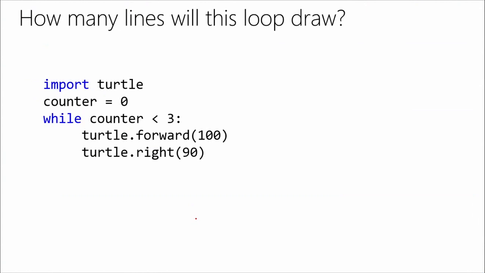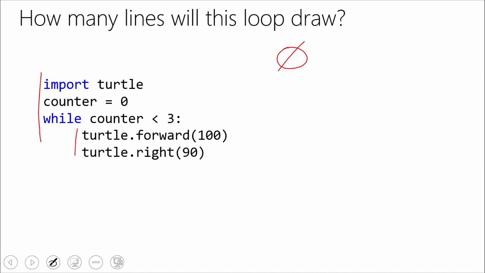And let's talk about this. How many lines is this loop going to draw? Okay, I've got to think again. Let's see. Counter starts off as 0. So I go into the loop, counter is 0. Counter is less than 3, so we draw it. Talk it through. Okay, so counter is 0. I enter the loop. I draw a line. I turn right.